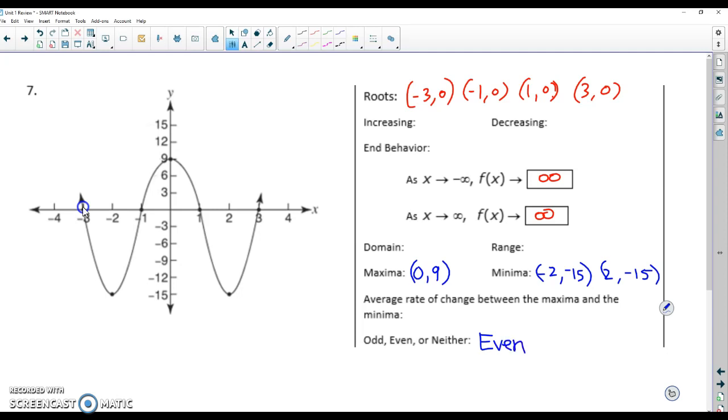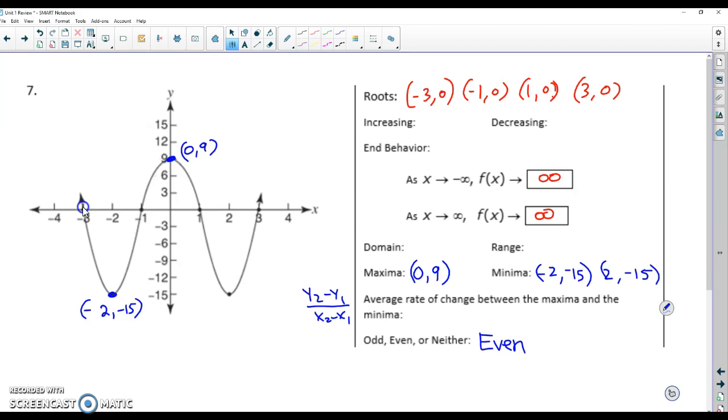And the average rate of change is just a fancy way of saying slope. So every slope is determined by this formula here, y2 minus y1 over x2 minus x1. And they want us to find it between the maximum and the minimum. Well, to be honest with you, we only have to do it once because the other one is just going to be the opposite sign because they're the same distance apart. So if I was to use (0, 9) and, I don't know, (-2, -15), one of the maximums and minimums.